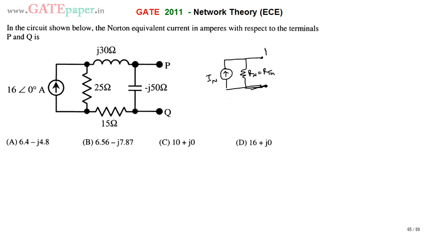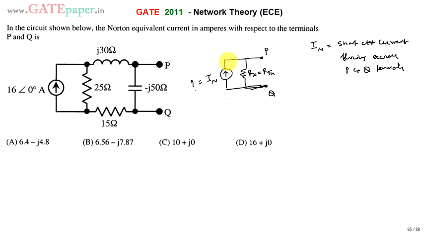So now this is P and this is Q. What is the value of IN? This we are going to calculate. IN is generally called Norton's equivalent current, and it is also called the short circuit current, the short circuit current flowing across terminals P and Q.